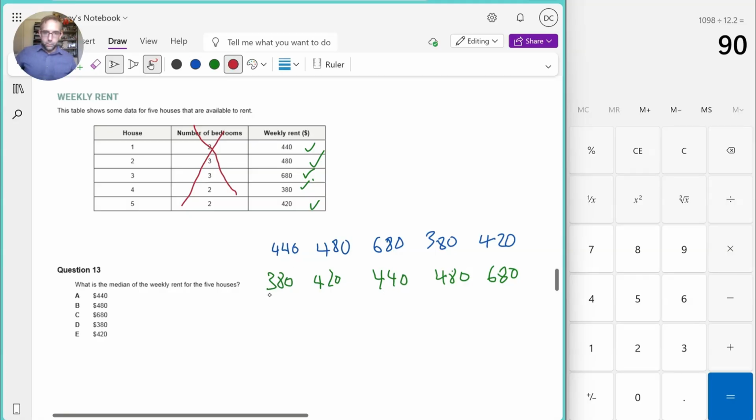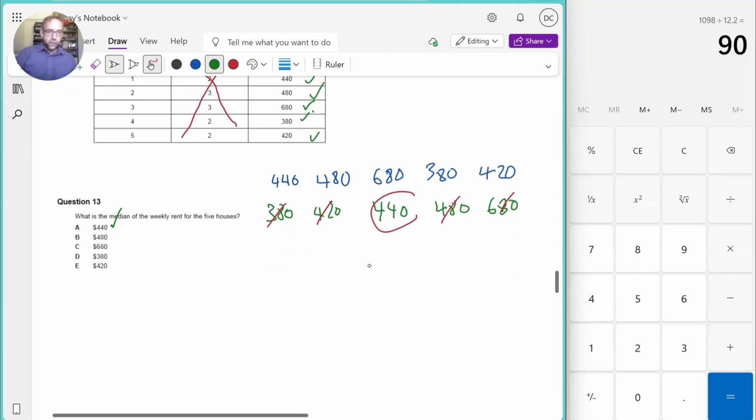Get rid of one from the start, get rid of one from the end, get rid of another one from the start and another one from the end. And there you go. That shows us that our median, our middle value, is 440. So the option we want to choose is 440, which is A. Question 14.